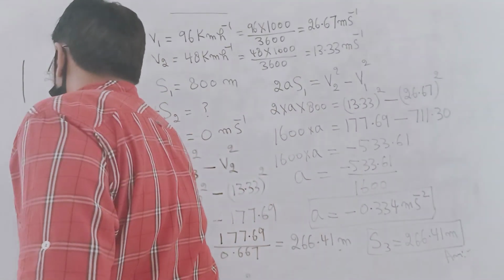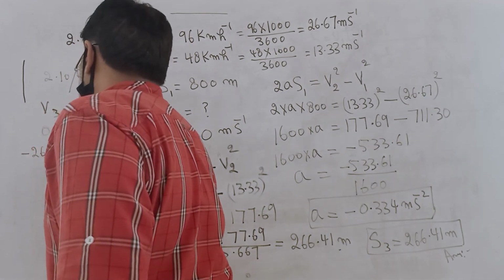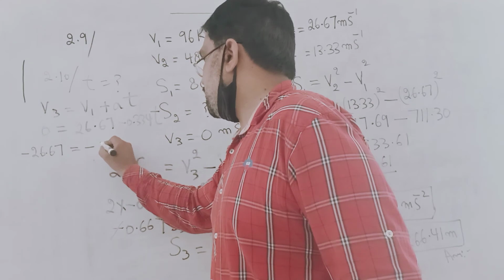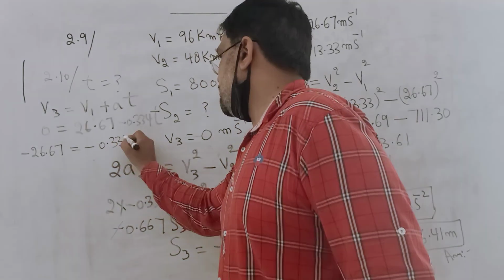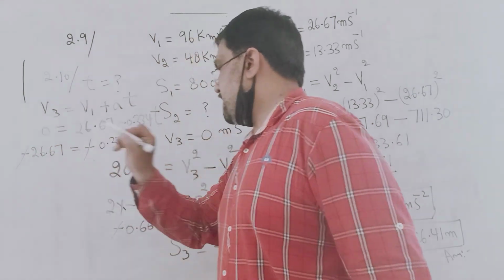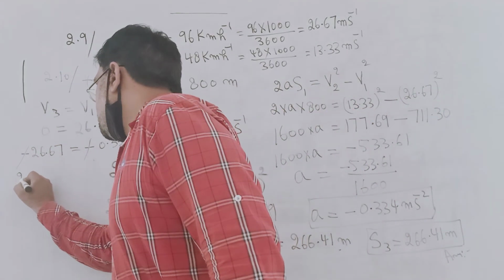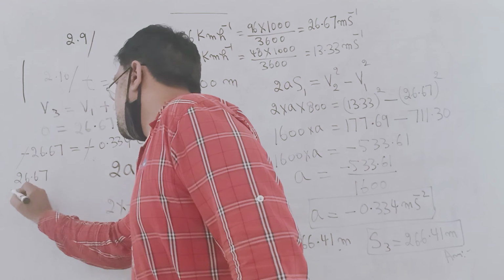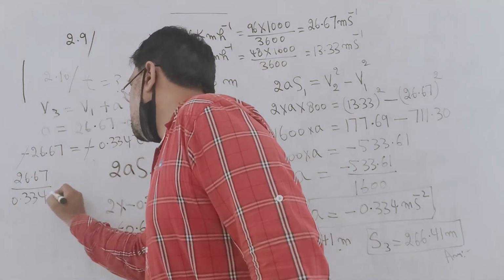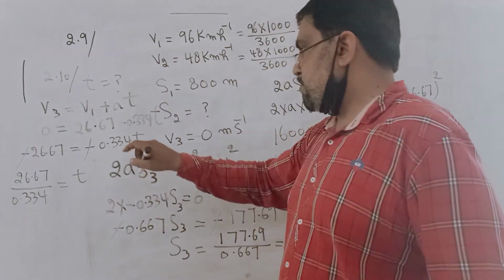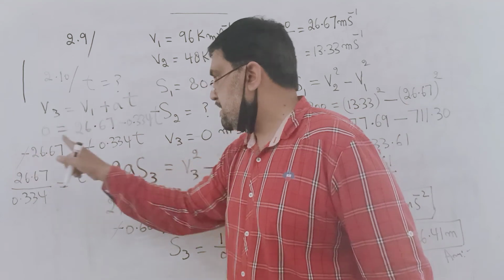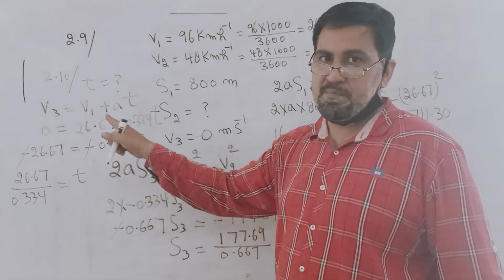Minus 26.67 is equal to minus 0.334 into T. Minus will be cancelled with minus. 26.67 divided by 0.334 is equal to T. When we bring 0.334 from the right hand side to the left hand side, it will be divided.